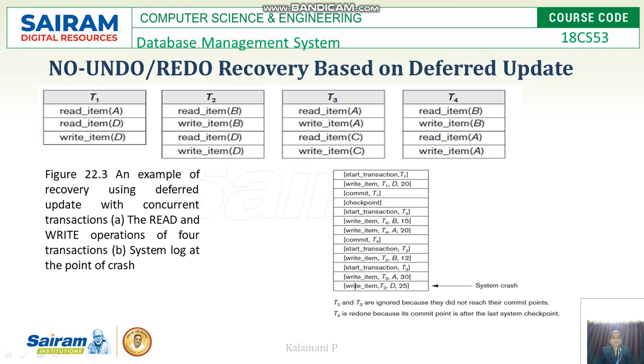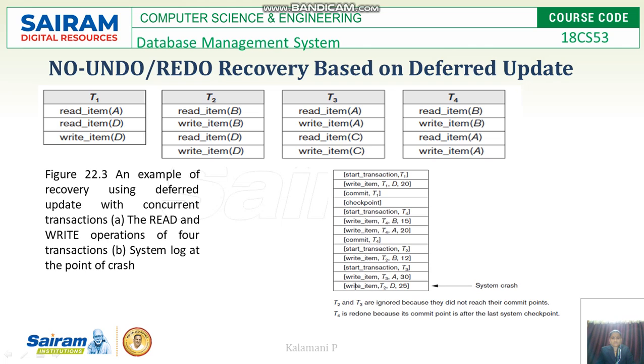Here is another example with four transactions: T1, T2, T3 and T4. We represent the T1 transaction like this: start transaction, comma, the time it started, comma T1. Then it has its operations. For example, here we have write item and commit. Then checkpoint, start T4, then write item, then commit T4. Start transaction T2, write item, start transaction T3, write item.